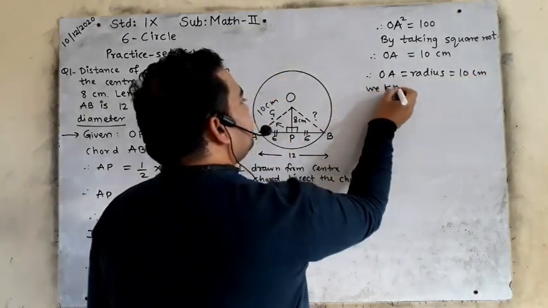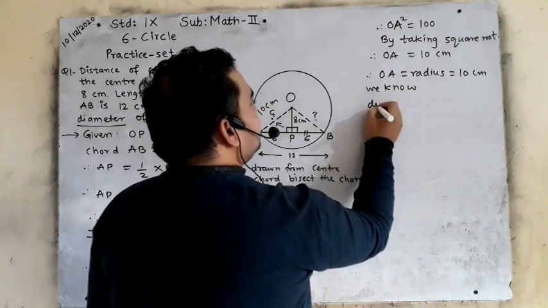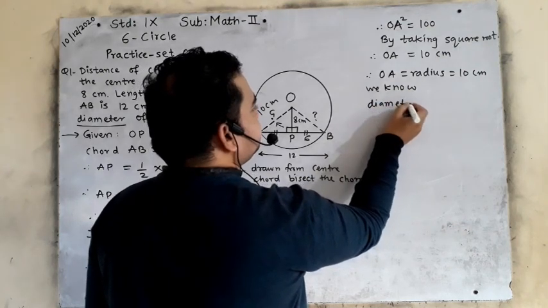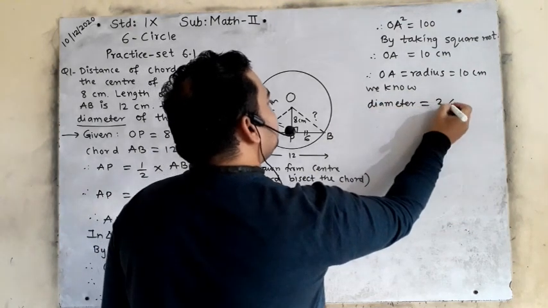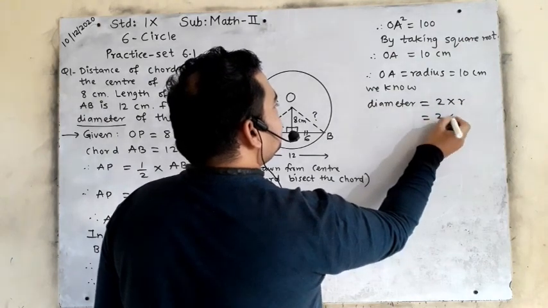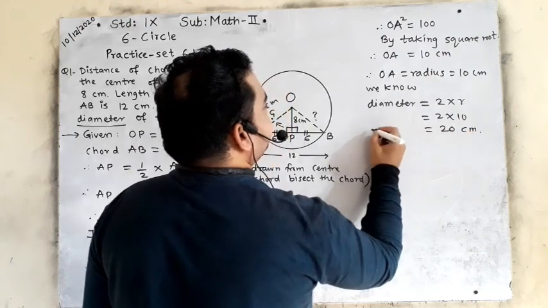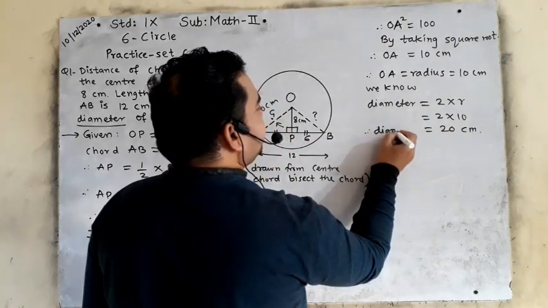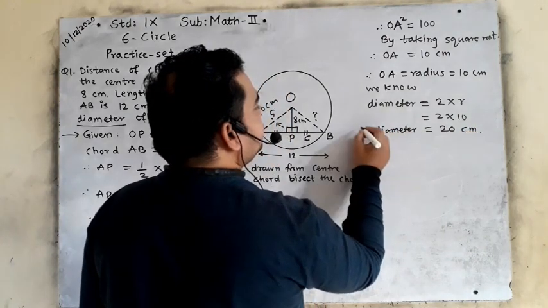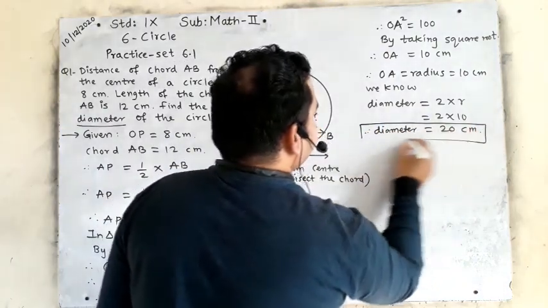We know that diameter is equal to 2 multiplied by radius. So it is 2 multiplied by 10, so it will be 20 centimeters. Therefore, diameter is equal to 20 centimeters.